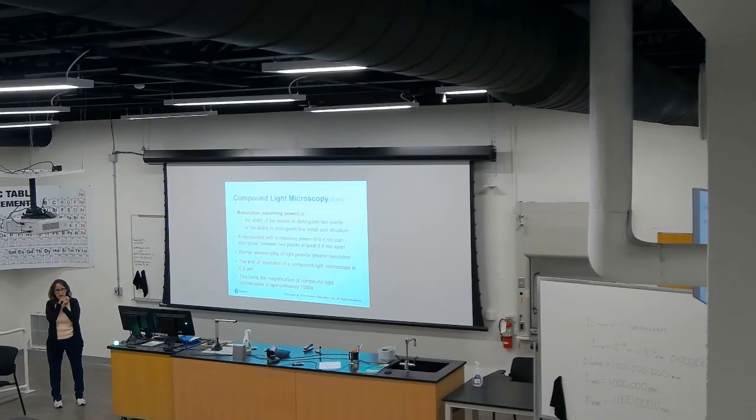That's the minimum distance. In the case of a light microscope, it has a resolution limit of 0.2 micrometers. So in the case of these light microscopes, yes, you can see the objects clearly, but of course not as clearly as more sophisticated types of microscopes. And then sometimes you can have this magnification up to 1,500 times.